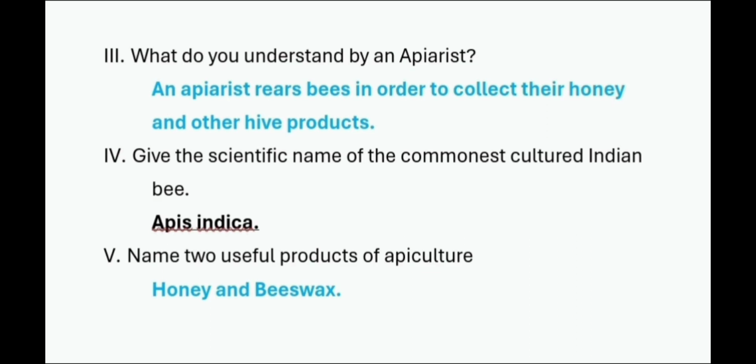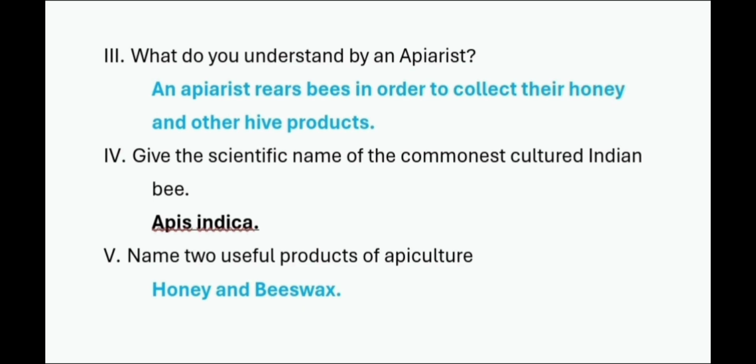Then two useful products of apiculture. You may cite any two useful products, but one should be definitely honey, because that's the most important product. And then beside that you may write beeswax. And then we move on to the next question, where you have to supply the required terms or words as it is asked.